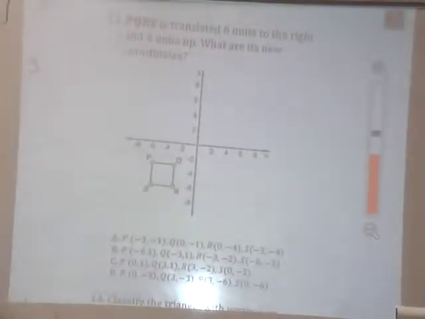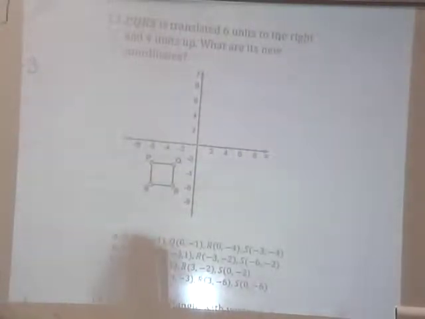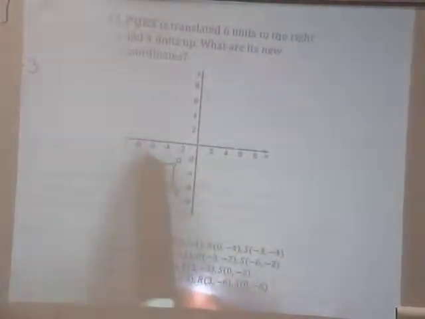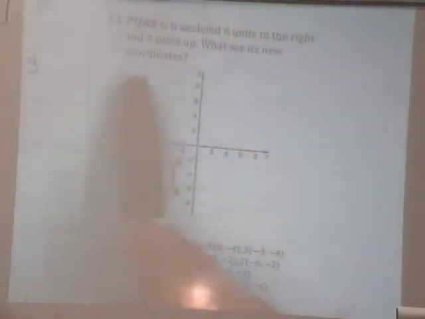All right, number 13. PQRS is translated 6 units to the right and 4 units up. What are the new coordinates? Look down at the answers real quick. Look at point P's. They're all different, right? So let's just figure out where P is going to go. Point P is going to go if I move it 6 to the right and then 4 up.